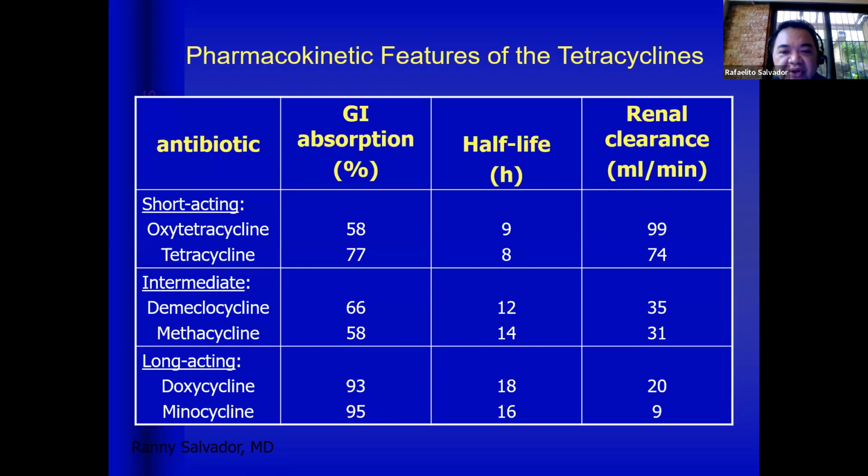So we mentioned this already, the short-acting and long-acting. So if you look at this, the short-acting, hepatic ang laban, metabolism. So if you look at this also, renal clearance of doxycycline, minocycline. So even if they have some sort of chronic kidney insufficiency, you can still give doxycycline and minocycline. You can still give it.